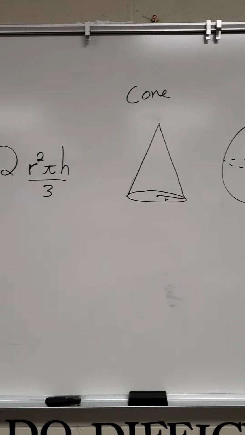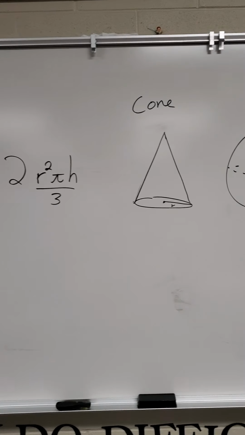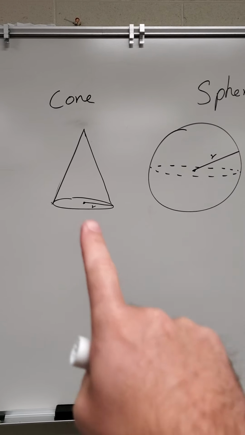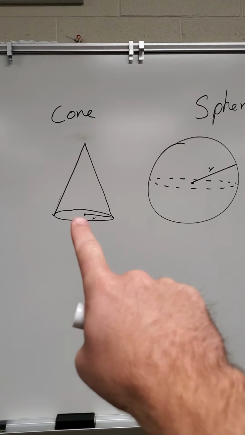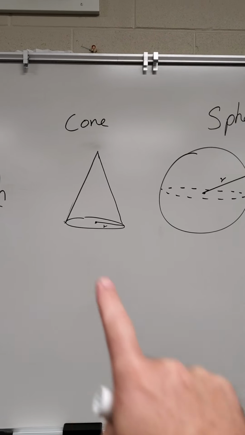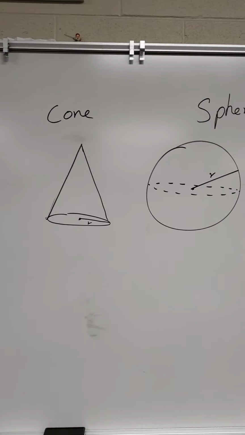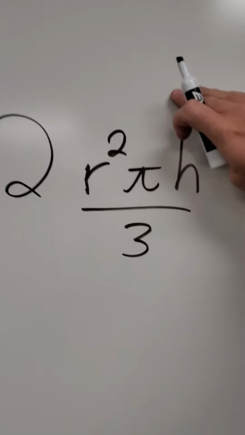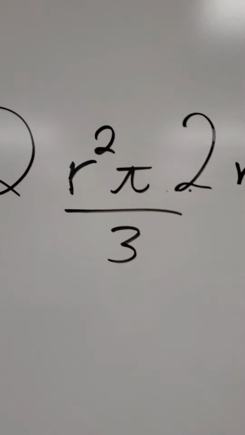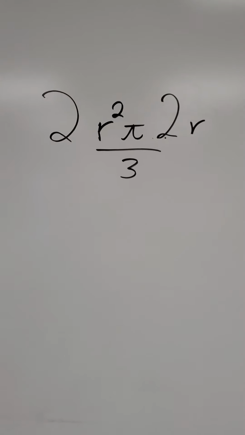Well, if you look at it, we have 2 times radius squared pi, the height. What is the height of the cone? Well, the height of the cone is equal to the diameter of the sphere. Or in other words, the height of the cone is equal to 2 times the radius. So the height can then be changed to 2 times the radius. Well, that looks pretty complicated, so we're going to simplify this down.